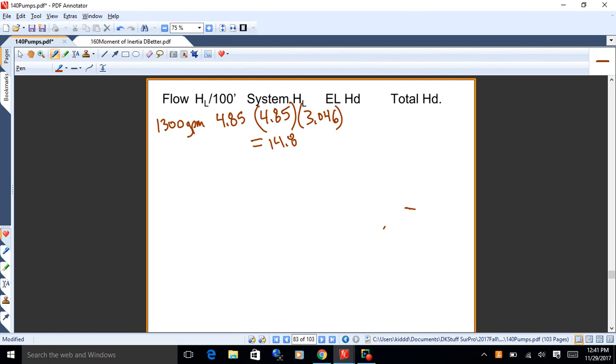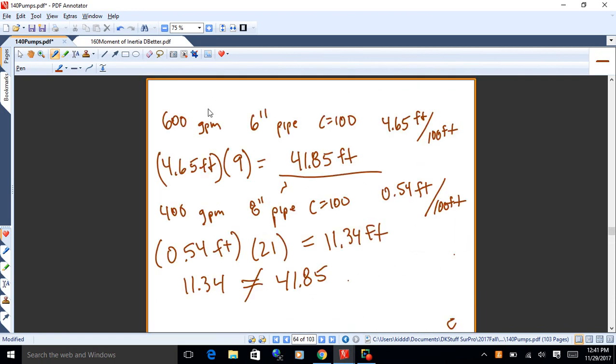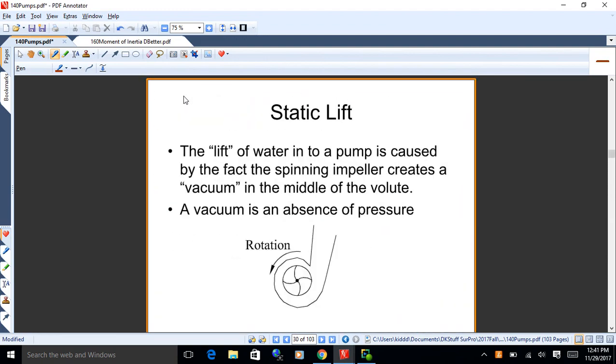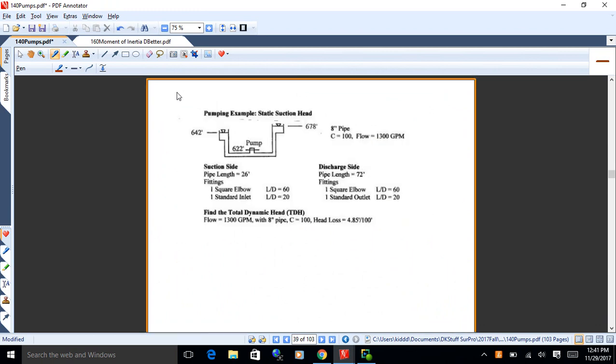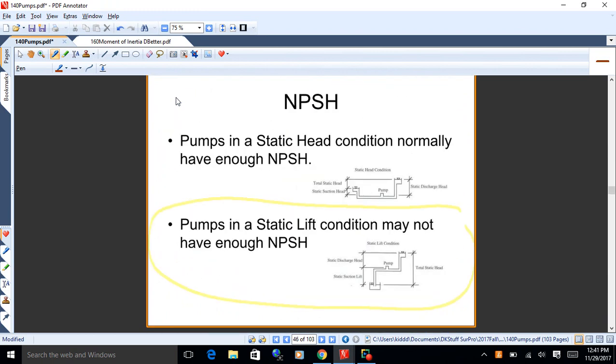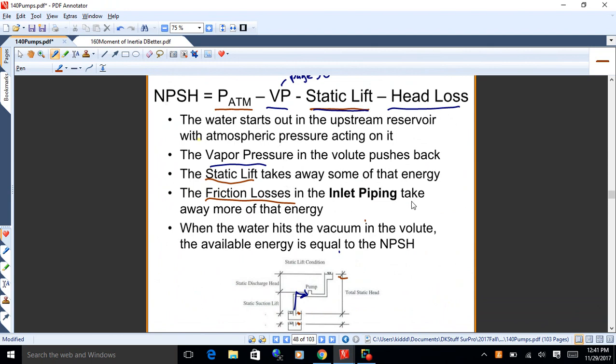Okay. And then what was the static elevation head on that thing on page 139? 36 feet? Yeah. 36. So we'll add that in too.